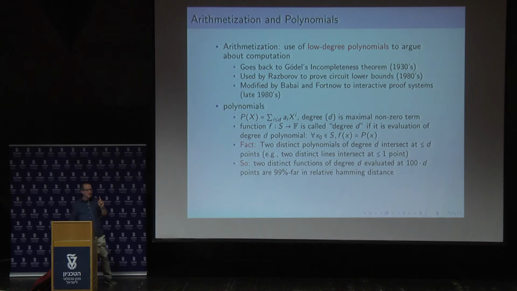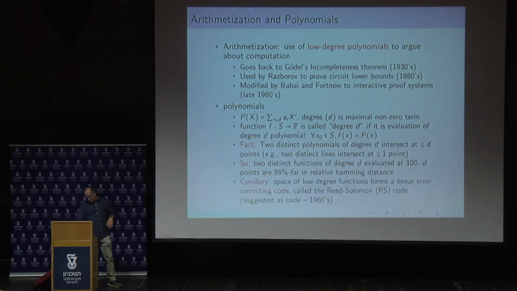And I want to emphasize that it's not about the degree, it's about the rate, the ratio between the degree and the domain size. So think of D as pretty large. Later on, D is going to be 1,000, and the size of the lookup tables is going to be 1 billion. But still, two functions that are of degree 1,000, evaluated on 1 billion points, with very high probability, their entries won't agree on a random location.